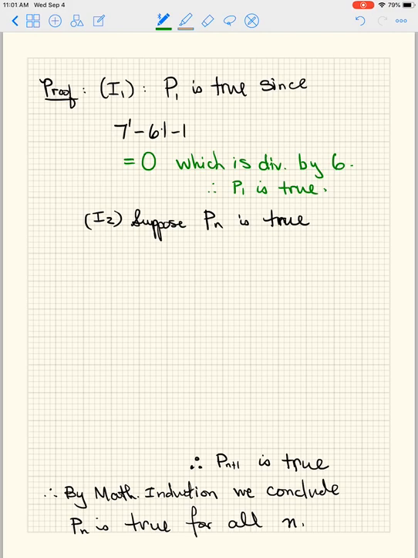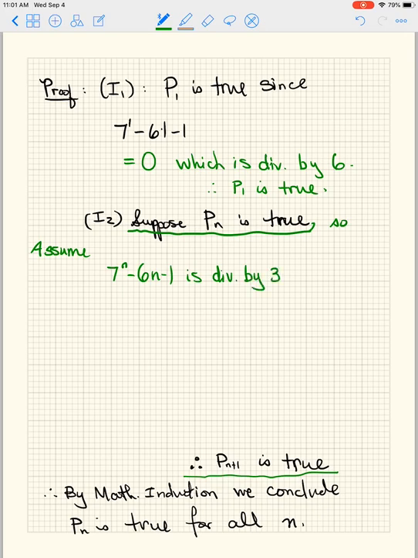Now let's move on to our next step. We need to show that if Pn is true, then Pn plus 1 is true. So we're trying to show that if we assume that Pn is true, so let's do that. So we assume that, what was Pn? We assume that 7 to the n minus 6n minus 1 is divisible by 36.